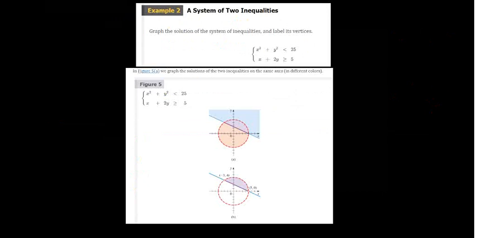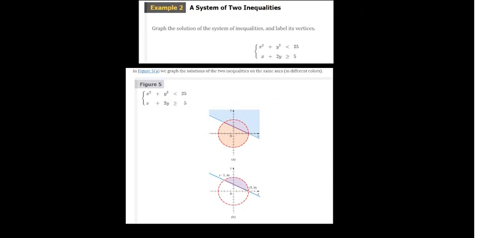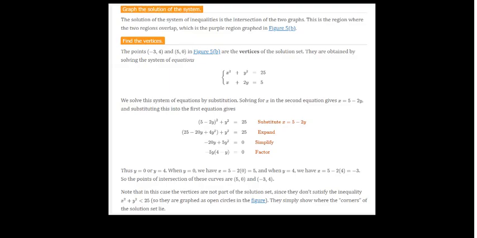Now we see that the system again is just kind of like the cheating form of piecewise defined functions. So we know what it looks like and how to graph them. Looking right here, it reads, in figure 5a, we graph the solution of two inequalities in the same axis. So we graph them in different colors. The solution of the system of inequalities is the intersection of the two graphs.